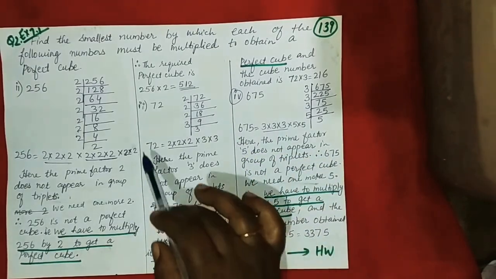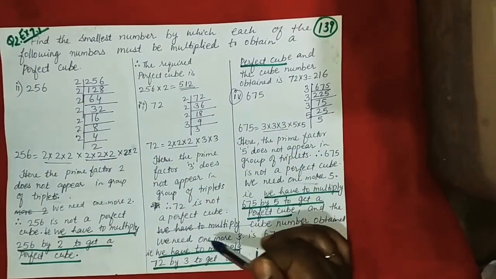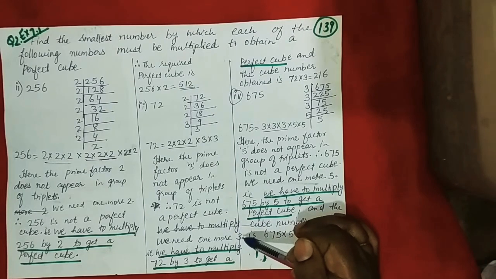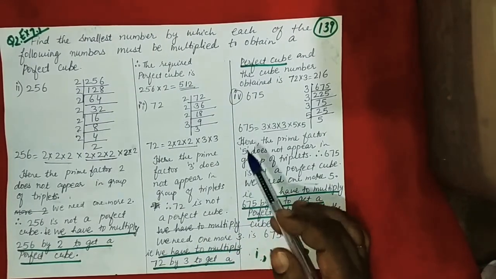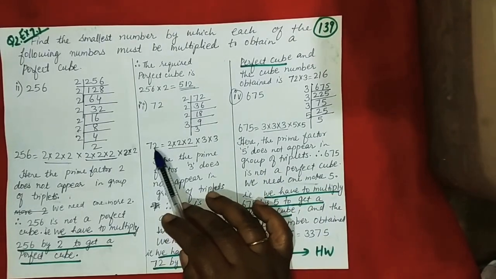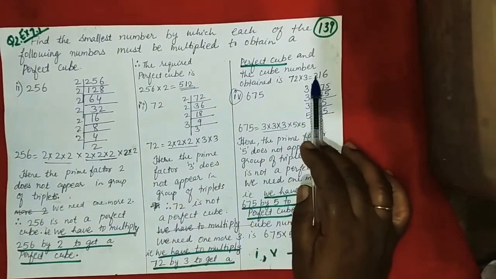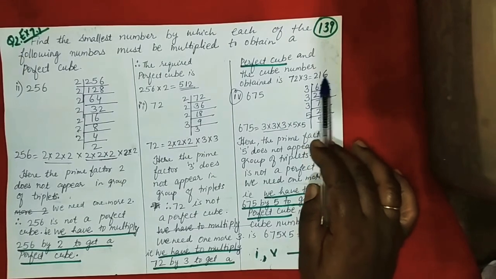So 72 is not a perfect cube. We need one more 3. We have to multiply 72 by 3 to get a perfect cube. Now what will be the required perfect cube? 72 into 3. 72 into 3 is what? 216. 216 will be a perfect cube.